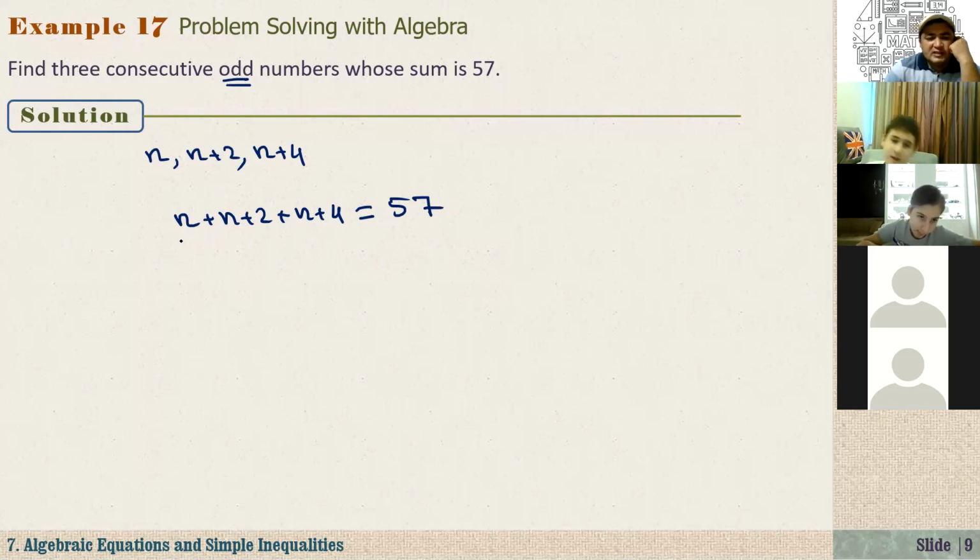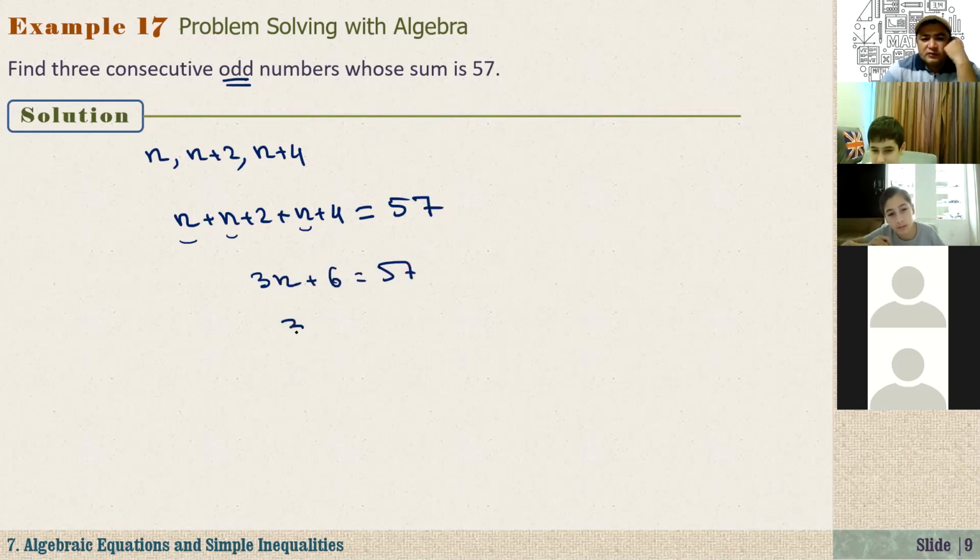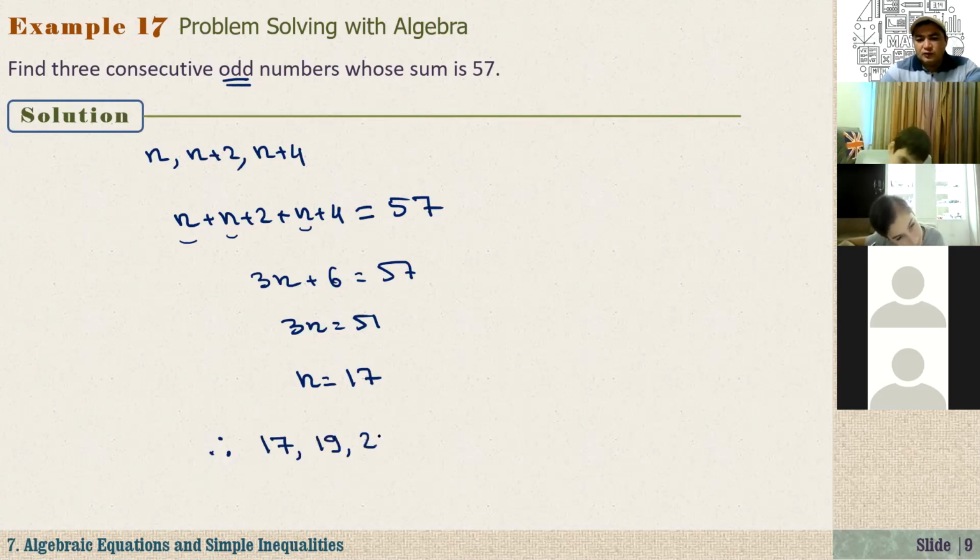If you simplify this expression, n plus n plus n is 3n, and 3n plus 6 equals 57. So 3n is equal to 51. And what is n? 51 divided by 3 is equal to 17. So those 3 numbers are 17, 19, and 21.